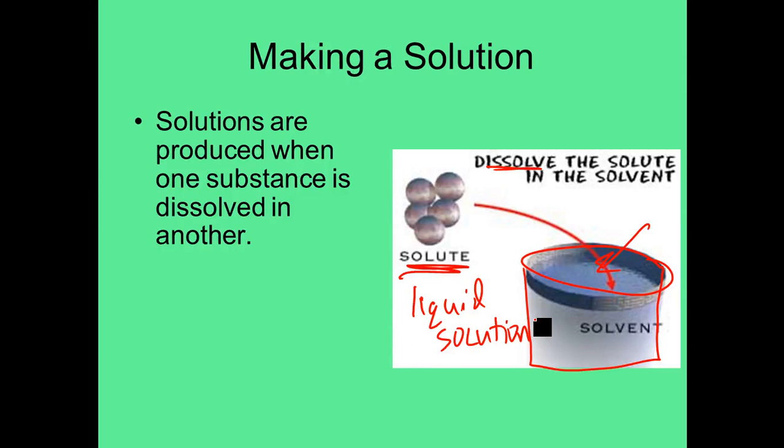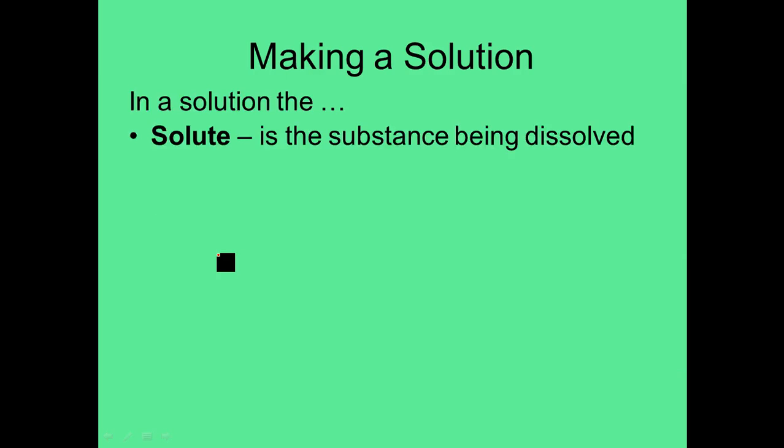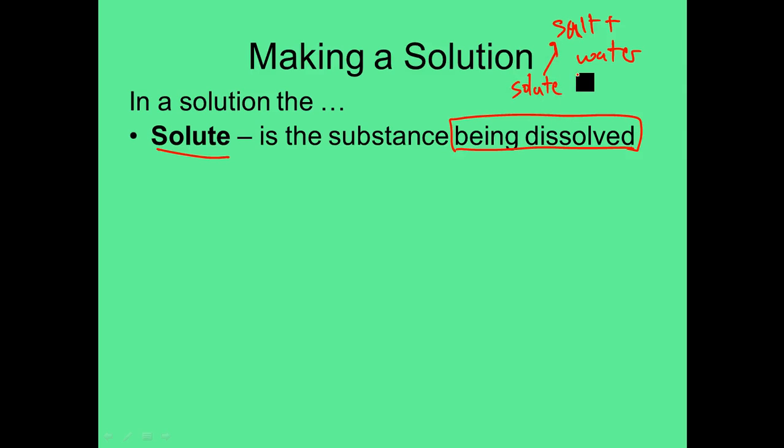All right. So solutions are produced when one substance is dissolved in another. That is how we make a solution. Now, in a solution, we have several words that are important. Solute. It's the substance being dissolved. Example being if I add salt to water, usually what we say is the salt is the solute, what's being dissolved by the water.